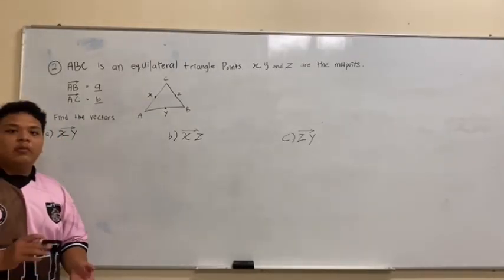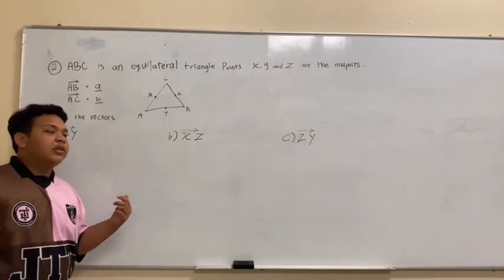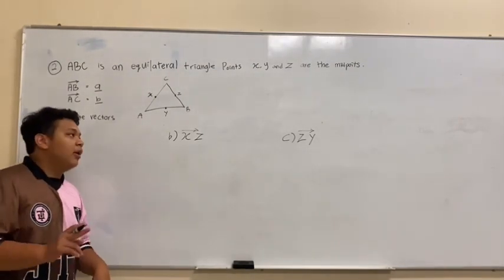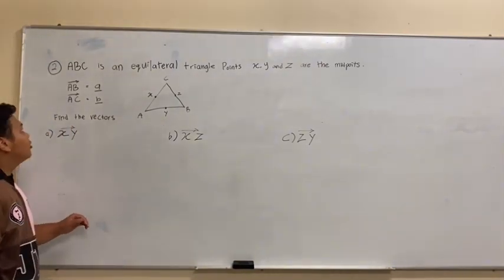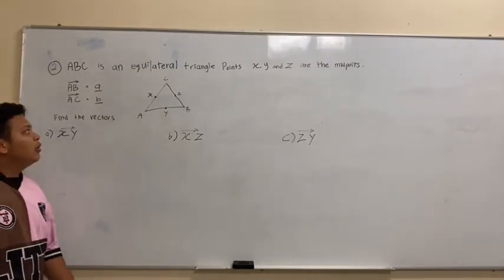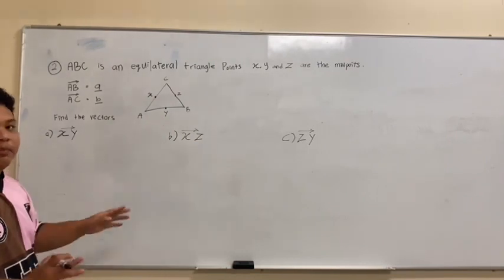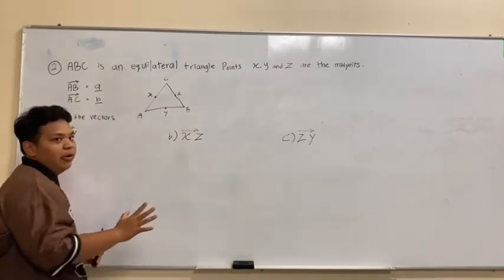So we move to the second question. This question is from the topic of vectors in engineering. Let's solve this question. ABC is an equilateral triangle. Points X, Y, and Z are the midpoints.